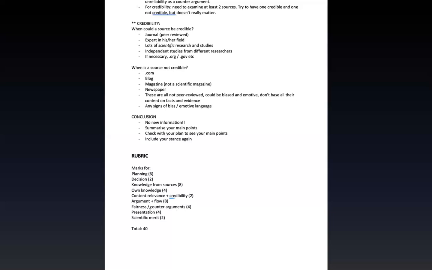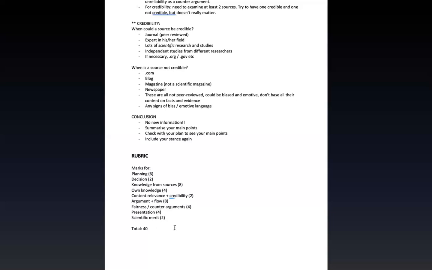4 marks for presentation, this is not neatness or anything. Presentation as in a correct tone, is your tone mature? Have you used proper scientific language? Are your paragraphs structured correctly? And does it flow correctly between the paragraphs? And this also relates to your introduction. Is it an interesting introduction? Is it an interesting conclusion? Does your conclusion summarize all the main points? Does your introduction give the definitions that you need? That all goes into these 4 marks.